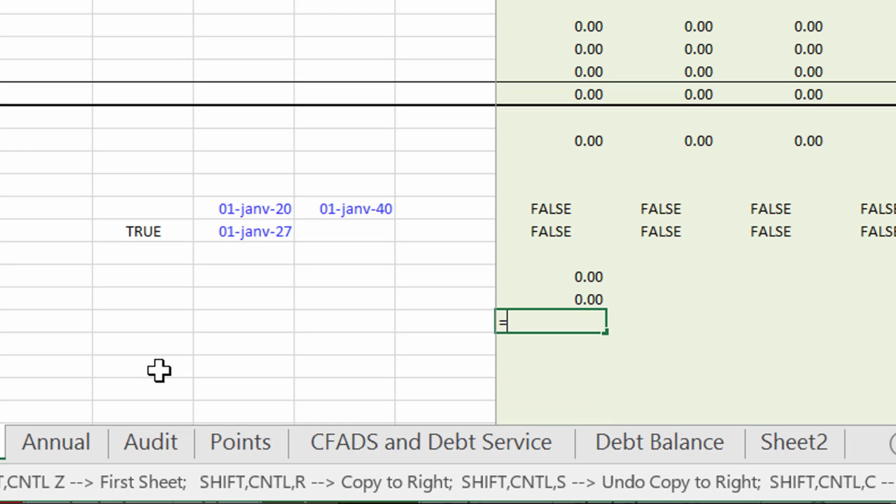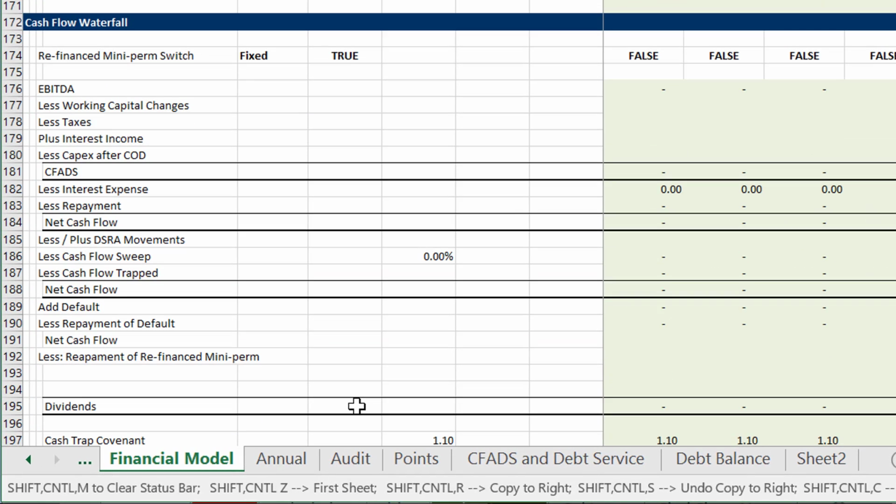So this Mini-perm amount that you're going to repay comes from down in the cash flow statement. That's rule number one about cash flow waterfalls. Cash flow waterfalls, you take the numbers in the debt schedule from the cash flow, not the other way around. You can go to all these stupid classes you want, but that's the rule.